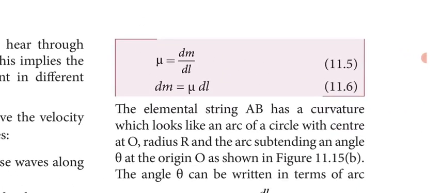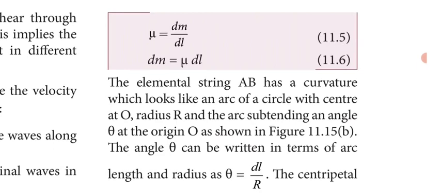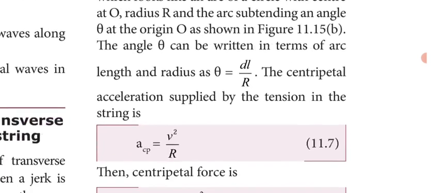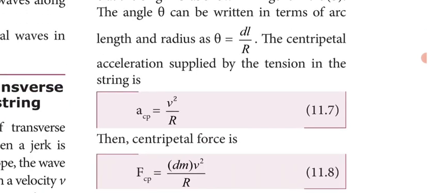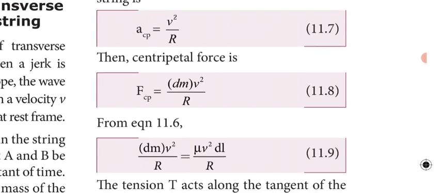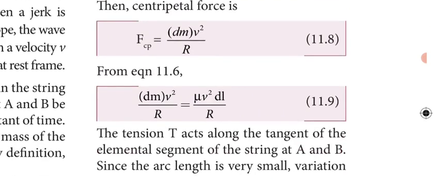The elemental string AB has a curvature which looks like an arc of a circle with center O and radius R, and the arc subtends an angle theta at O. The angle theta can be written in terms of the arc length and the radius: theta is dl by R. The centripetal acceleration supplied by the tension in the string is a_cp equal to v squared by R. So what is the centripetal force? F_cp is equal to dm times v squared by R. Comparing the two equations, we get dm v squared by R, which is equal to mu v squared dl by R.